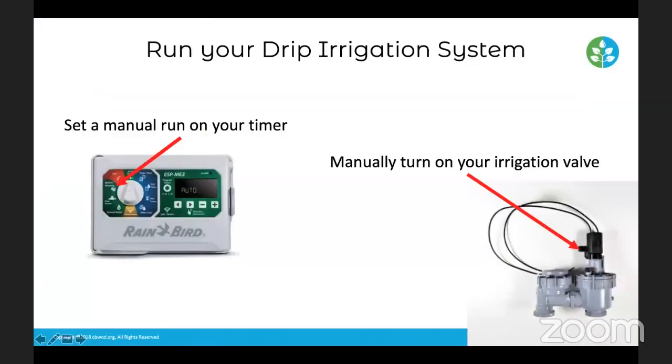Okay, so not sure how well that played, but basically the idea is we want to turn on our irrigation system and walk the areas that we have drip, especially if it's been installed for a while. It's a way to be more in tune with our system.